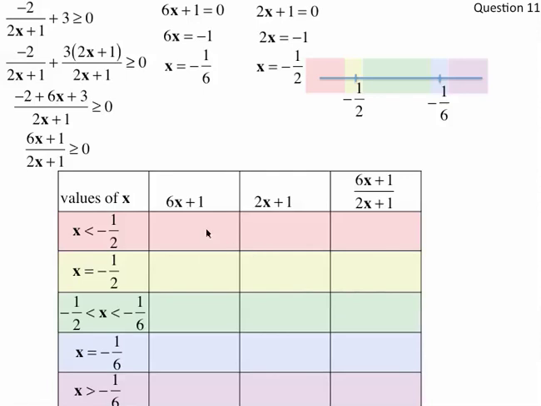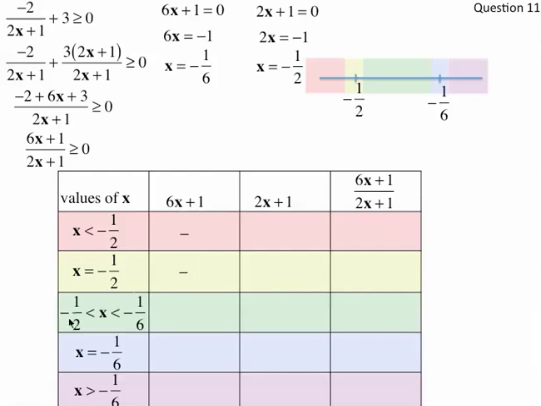When x is less than negative 1/2, for example, when x is negative 2, you have 6 times negative 2, which is negative 12, plus 1, giving us negative 11, so it's negative. We're just interested in whether it's negative, positive, 0, or undefined. If x is equal to negative 1/2, 6 times negative 1/2 is negative 3, plus 1 is negative 2, so that's negative.